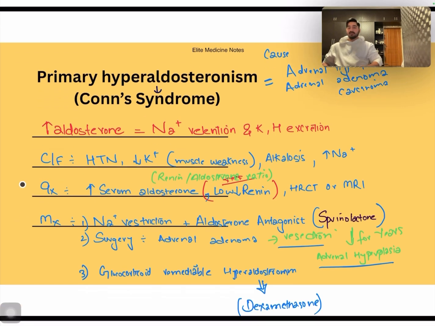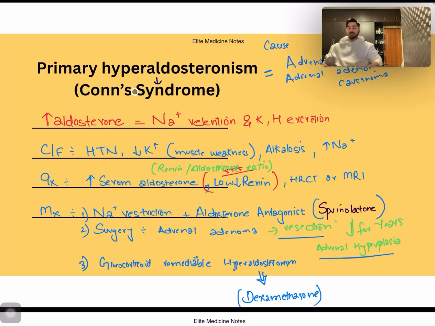So what are the investigations to confirm whether the patient is having primary hyperaldosteronism or not? First we have to rule out whether the hypertension is due to primary or secondary hyperaldosteronism. The most important cause of secondary hyperaldosteronism is renal artery stenosis. In renal artery stenosis there is secondary hyperaldosteronism, but the renin level is also increased. In primary hyperaldosteronism there is no increase in renin, so there is isolated increased serum aldosterone. So the investigation is the renin aldosterone ratio, in which the serum aldosterone level will be increased and there will be low renin. For localization of the tumor, you can do HRCT or MRI.